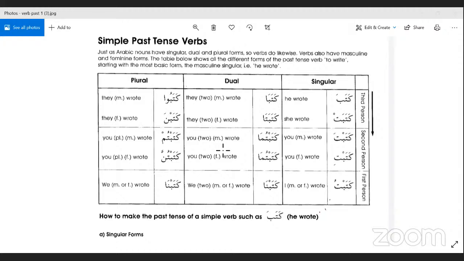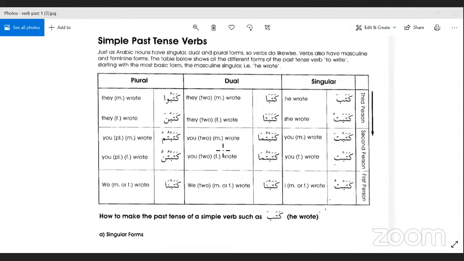I'm going to restart again. So, kabura. With the alif, how am I going to pronounce kabura? Correct, kaburu. And kaburat, kaburta, kaburna.